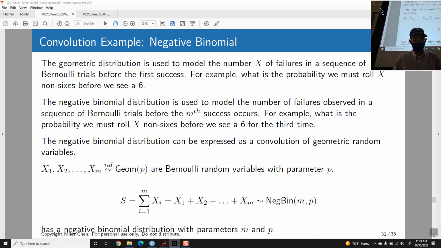Okay? And so the negative binomial distribution can be expressed as a convolution of geometric random variables. Each one is IID from a geometric distribution, and we would have to do this m times, and then the total number of non-successes, or total number of failures we have to observe before we get our mth success, is going to be the sum of those m geometrics. Okay, and that would be negative binomial.